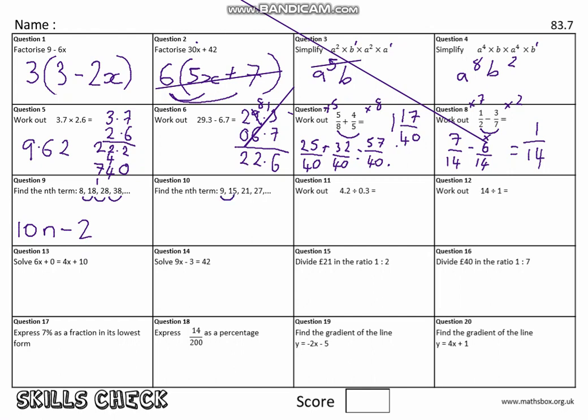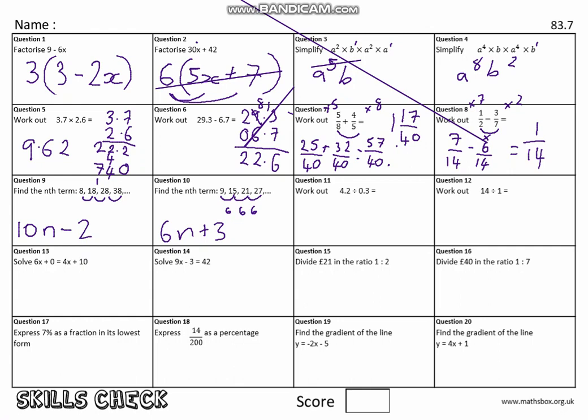Between 9 and 15, we've got 6. Between 15 and 21, we've got 6. And 6 again there. So we pop our 6 here with our n afterwards. And then I ask myself, how do I get from this number to the first number in my sequence? Well, to get from 6 to 9, I'm going to add 3, okay?